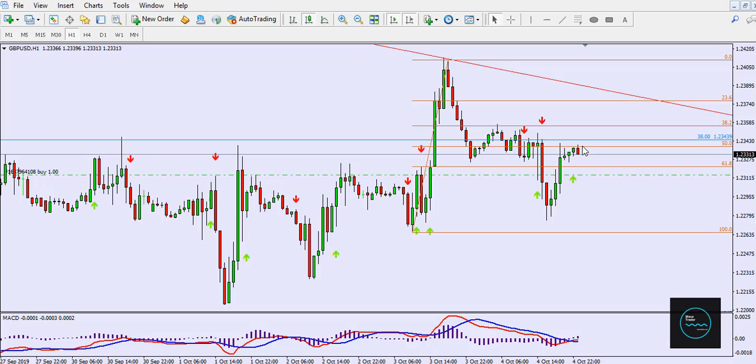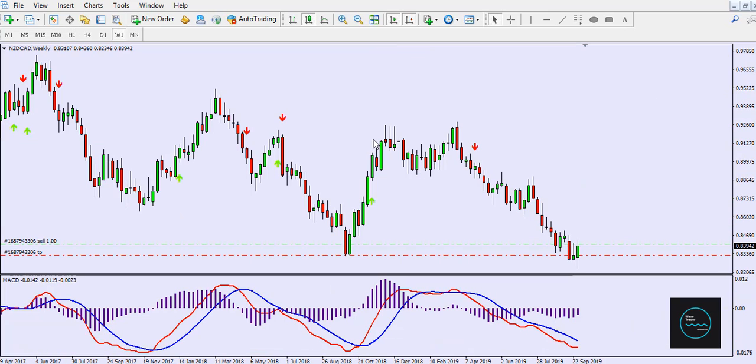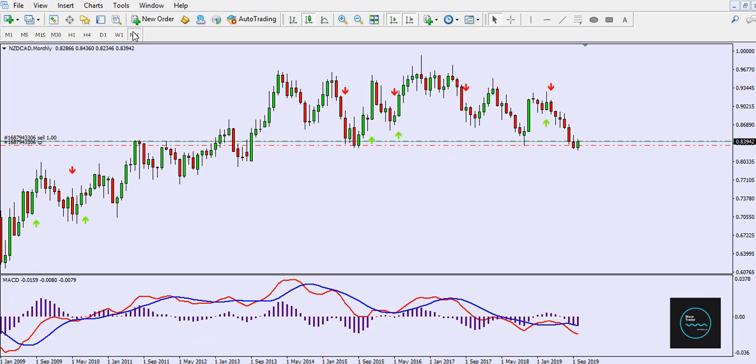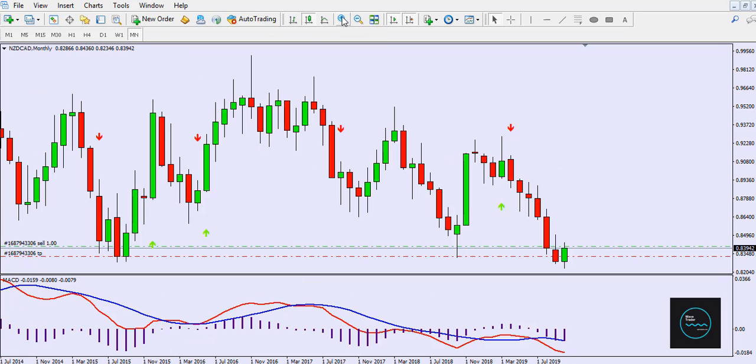Okay, so now let's have a look at the New Zealand card. So this is the New Zealand Canadian pair, and I'm on the weekly chart. So let's go to the monthly and see what we see. So on the monthly chart, you can see what's been going on. The market has been trending down all of this year. Okay, strong downtrend. So what is going on here, I believe, is just a bounce, just like we've been having these bounces in the past few years.